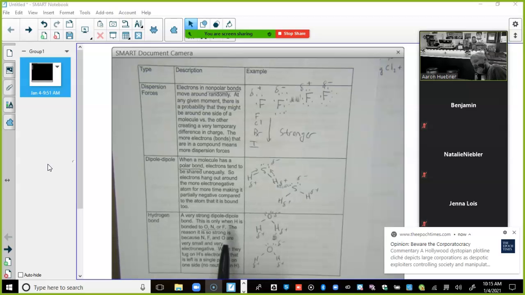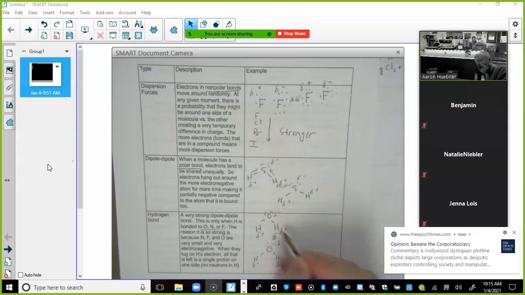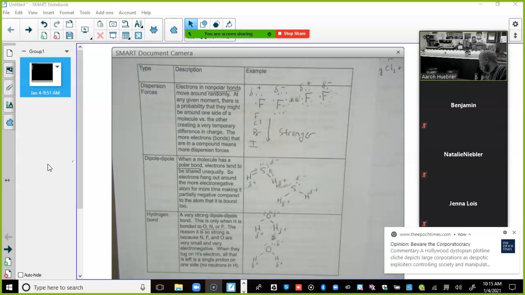with O, N, and F. And if we look at the periodic table, it's the FON group, F-O-N. Those are the most electronegative elements on the periodic table. Therefore, the disparity between O and H, or N and H, or F and H, is going to be the greatest. And therefore, the charge that's produced is going to be a stronger charge. Therefore, a stronger bond. And then this kind of basically says what I said.